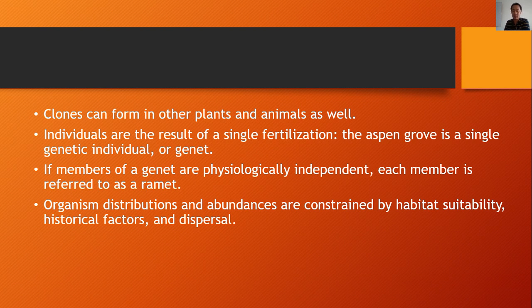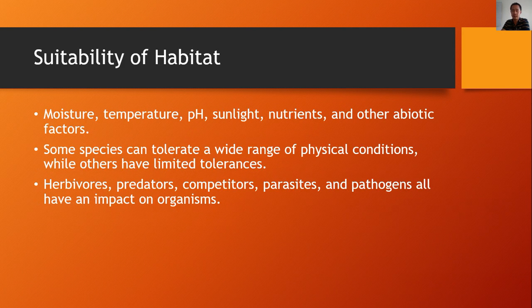And also, organism distribution and abundance are constrained by habitat suitability, historical factors, and also dispersal. So, the suitability of habitat: the moisture, the temperature, the pH, the sunlight, nutrients, and other abiotic factors. Some species can tolerate a wide range of physical conditions. They have more capacity to tolerate heat and humidity, so environmental factors they can withstand in order to survive, while others have limited tolerance.